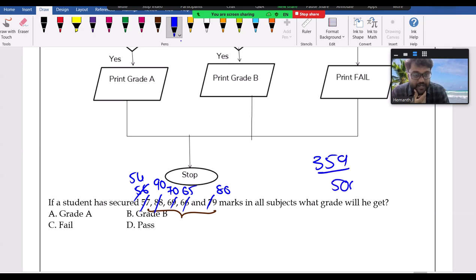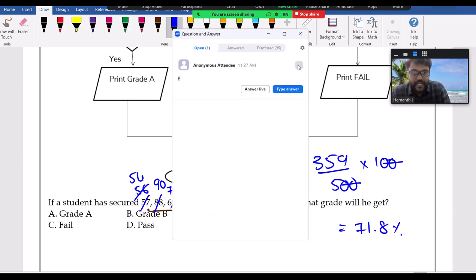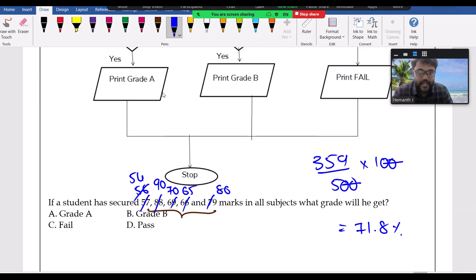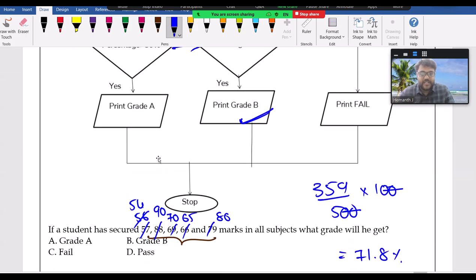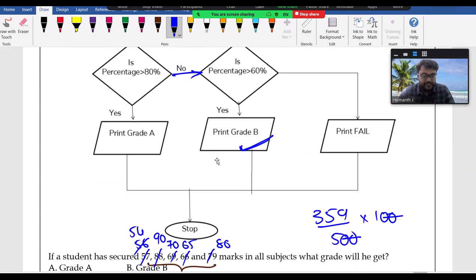Divide by 500 into 100 will be 71.8 percentage. When I got 71.8, is it greater than 80? No. But is it greater than 60? Yes. So then you are grade B. Your answer should be grade B. Options they'll give: grade A, grade B, fail, pass as well.